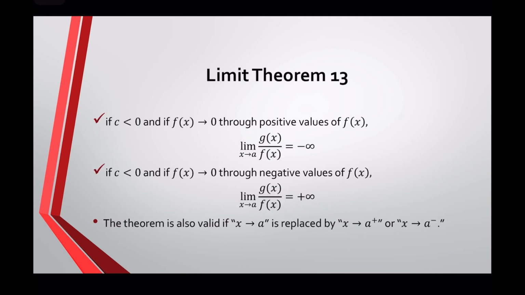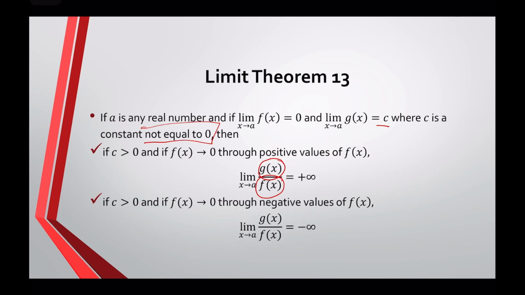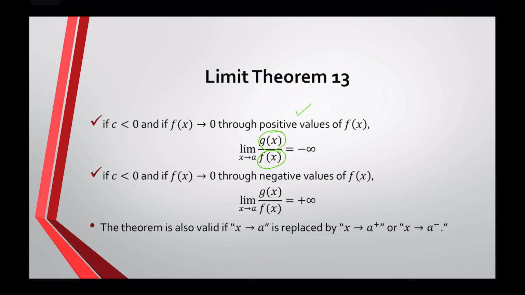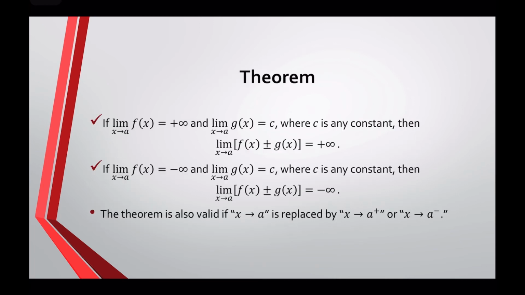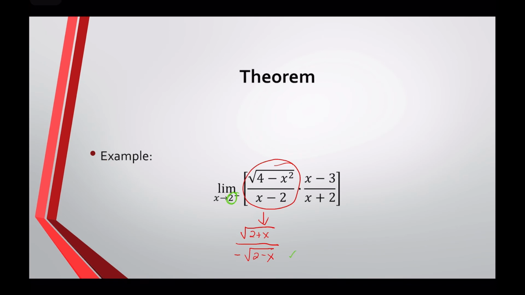There, we have to check if the denominator's function would approach 0 through positive values or through negative values. And as for the numerator, we are to check if our numerator would be greater than 0, or positive, or is negative. Okay, so let's apply that limit theorem 13 to this part there.